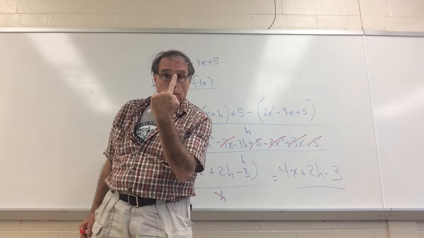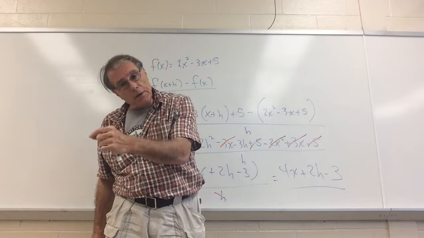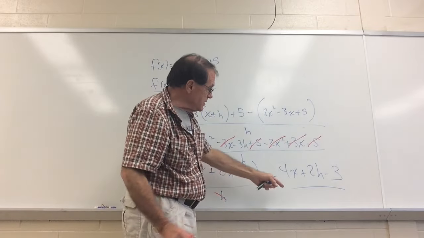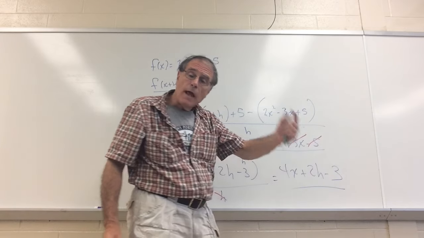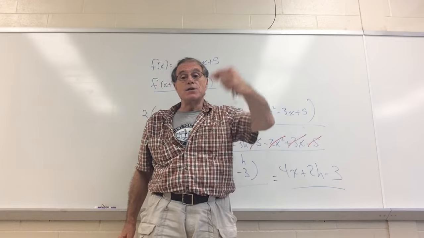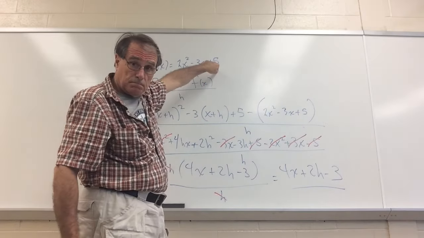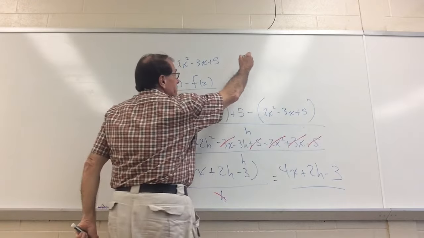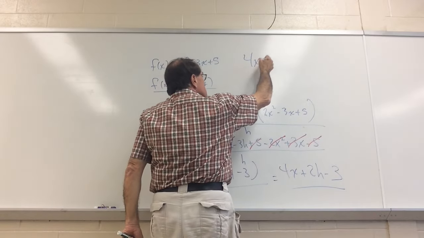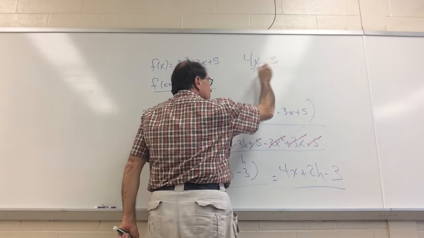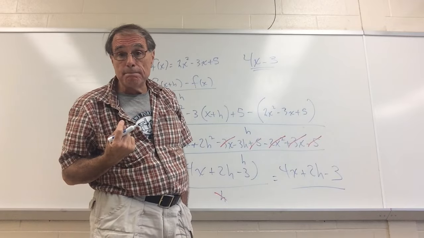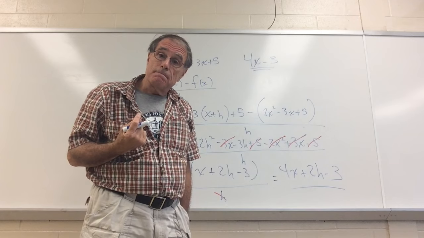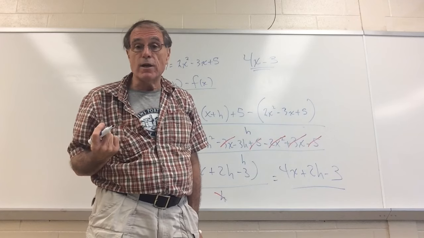If I'm working with 1 point, h is effectively 0. And so if h is effectively 0, this simplifies to 4x minus 3. 4x minus 3 is the derivative for this function. I'm going to write that up here. 4x minus 3. That tells me the slope of a straight line to this function when I only have 1 point, which is pretty cool. That's the instantaneous rate of change.